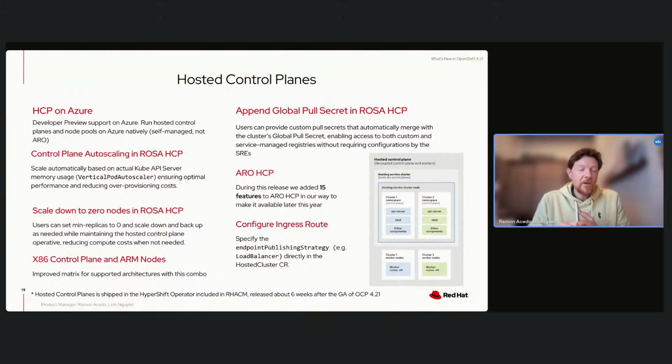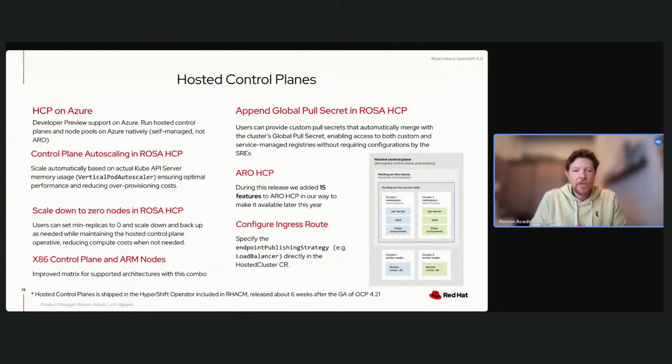This is really important because while there's no scarcity of features that we want to add and we will add from our backlog, these 3 topics are our top topics for 2026. Having said that, for HCP on Azure, we have a developer preview. So as soon as you have 4.21, you are ready to start playing with it and providing feedback. We are adding control plane autoscaling for ROSA. That means there will be automatic scalability based on actual kube API server memory usage.